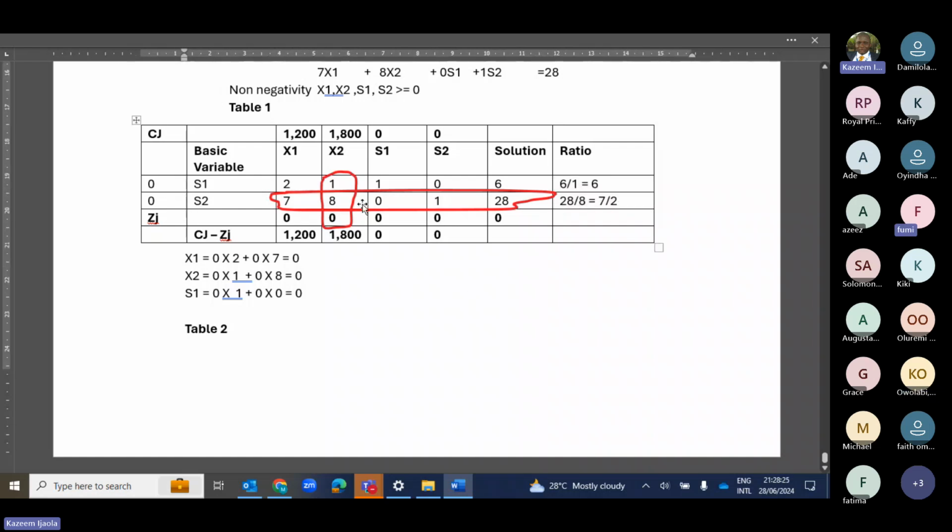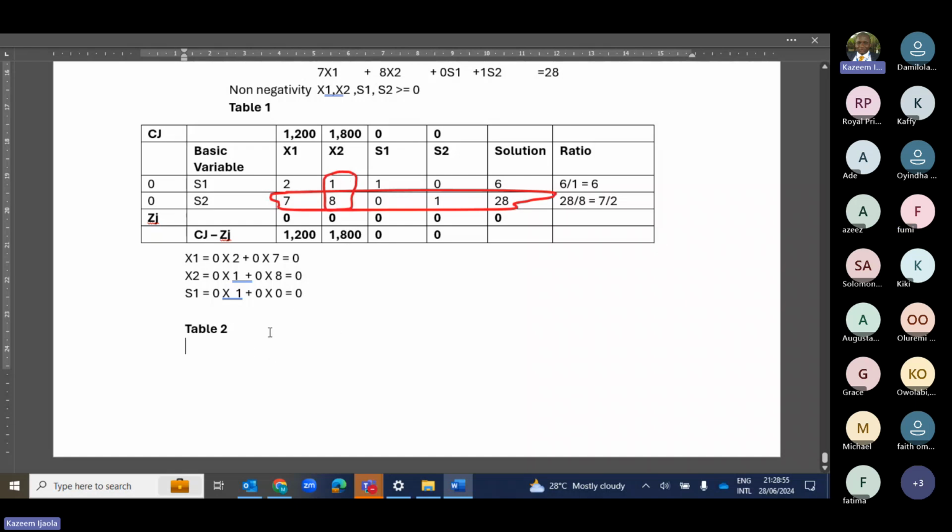Now the point of intersection between your key row and key column is your pivot element. So who can tell me the pivot element here? What is the pivot element? Anybody? 8. That's the point. So your pivot element is 8. It is very, very important. I will tell you later. This is how it should be. You don't need to circle 0. 0 is useless. So we are done with table 1.